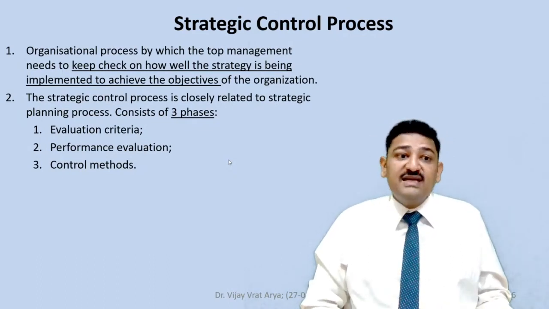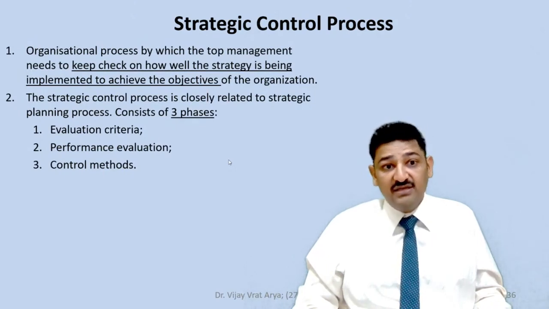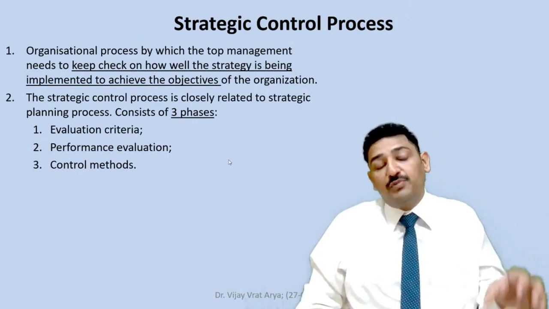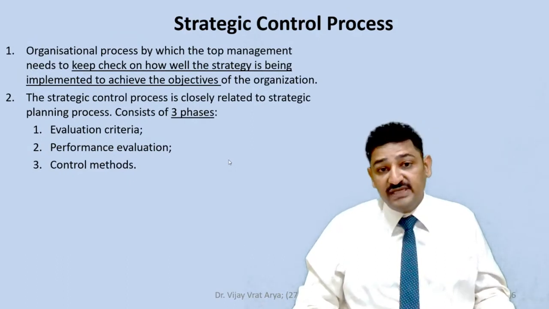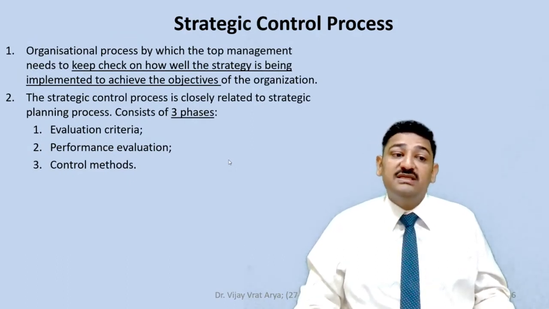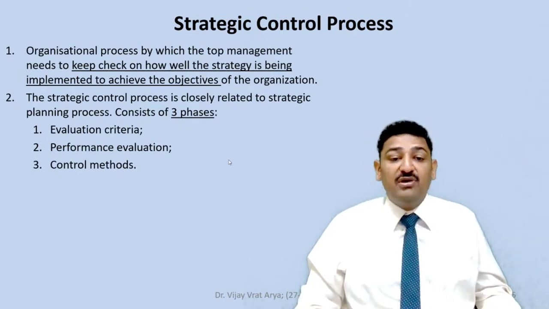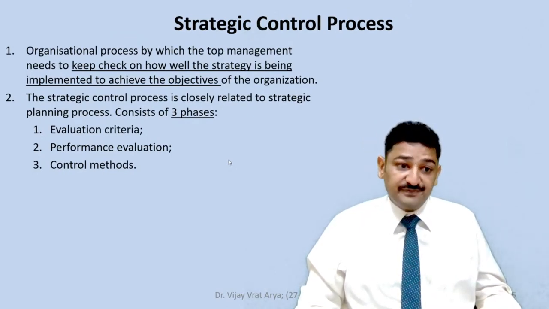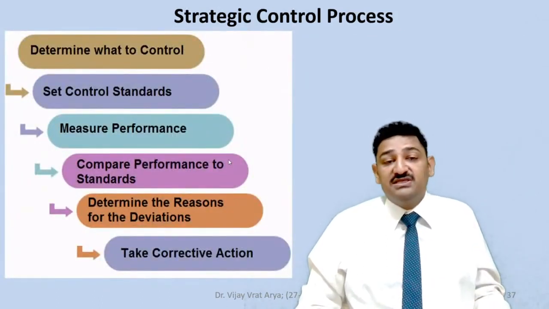You must have noticed that organizational processes by which the top management keeps a check on how well the strategy is being implemented to achieve the objective of an organization are the organizational core processes. And therefore, the strategic control process is closely associated with the strategic planning process, and it consists of three important phases. One is the evaluation criteria, second is the performance evaluation, and third is the control method. So let's understand each of these in detail.